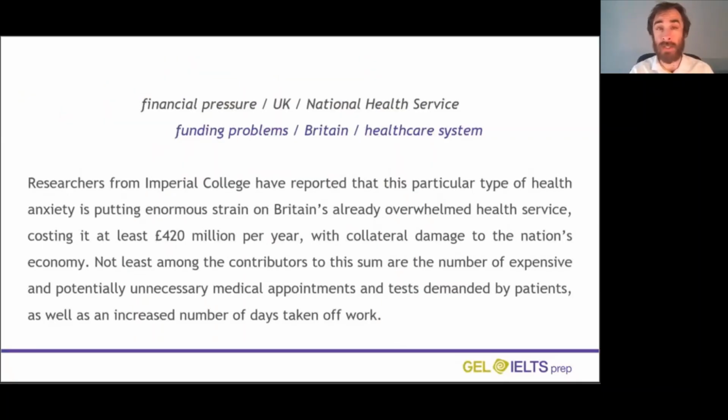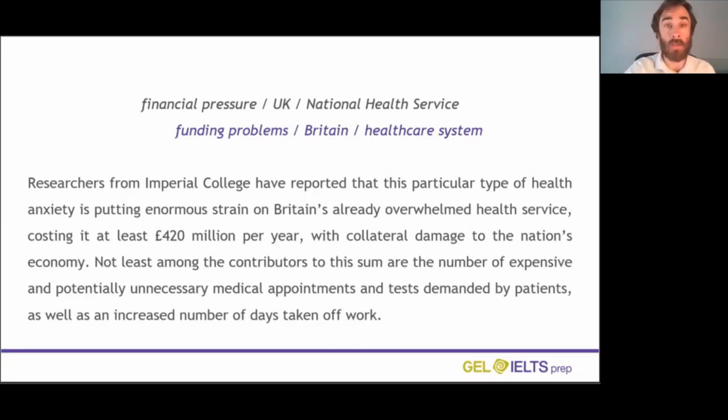So here I have identified a section of the text which I think has some matches with our keywords. Let's just remind ourselves of those keywords. We had financial pressure, UK, and National Health Service. And some of the synonyms or paraphrasings that we thought of were funding problems or money problems, Britain, which is an approximate synonym of the UK, and healthcare system, or maybe medical infrastructure. Can we find any of those matches in this text?